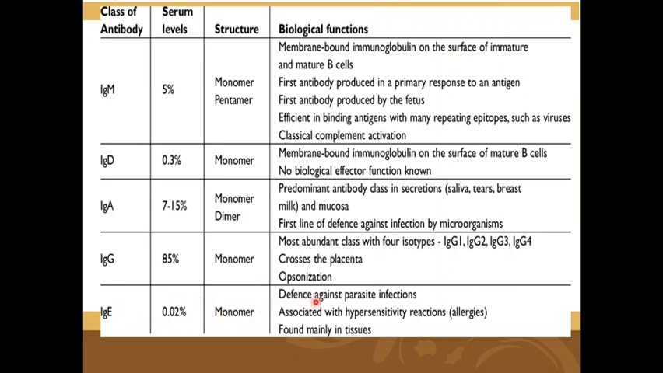IgE provide defense against parasitic infection. It is a monomer, you have just seen. Only two are polymers: one is IgM, which is a pentamer, and other is the IgA, which I have shown you, it is a dimer. Defense against parasitic infections associated with hypersensitivity reaction and found mainly in the tissues.